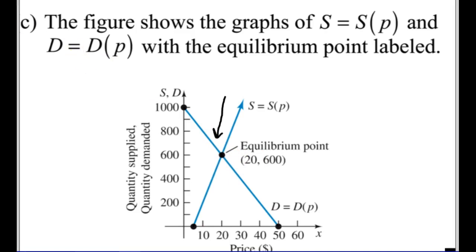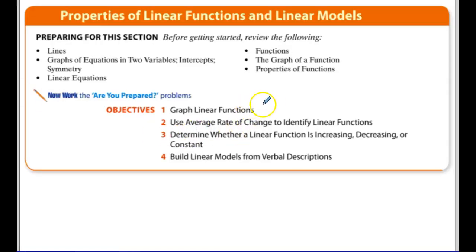Okay, so now that we've gone through these, let's look at our learning targets real quick. Here we go. First, we were to graph linear functions, and when we're dealing with linear functions, we want to start by graphing the y-intercept and then the slope. We looked at average rate of change to see if it was a linear function, and if so, we could then determine if we were increasing, decreasing, or constant. Then we took several different word problems and built our linear models from there. So now that we've worked on this, go ahead and work on your homework for this section.